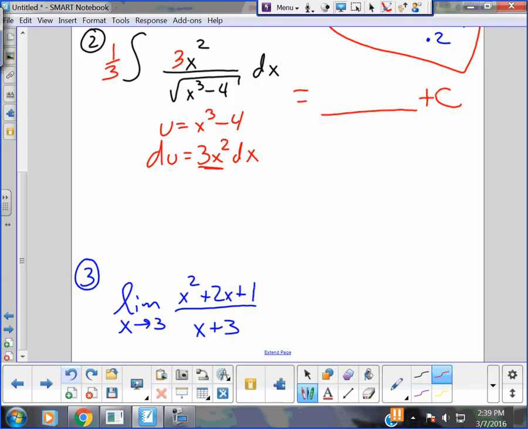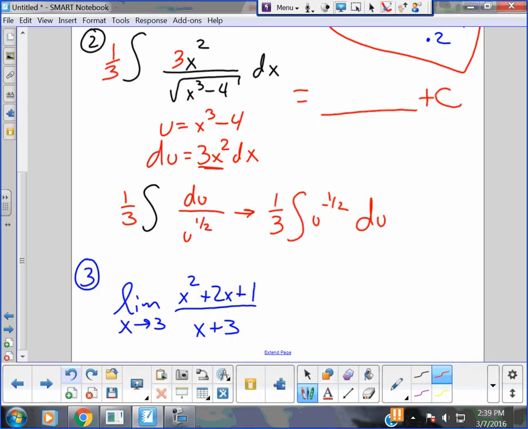And so the 1/3's on the outside. The black integral. And then we replace 3x squared dx with du. And I'll replace the square root of u with u to the half. I'll bring the u to the half to the top, and I'm going to go one color now, okay? And everybody, this integral we should all be able to do because it falls into our rule. U to the negative half. It's just u to a power.